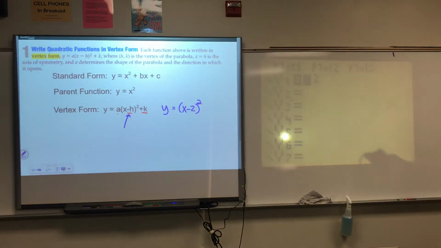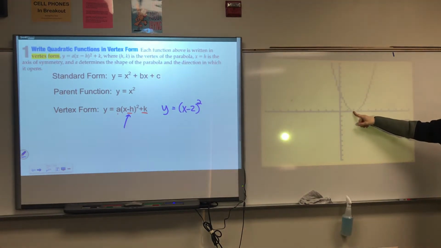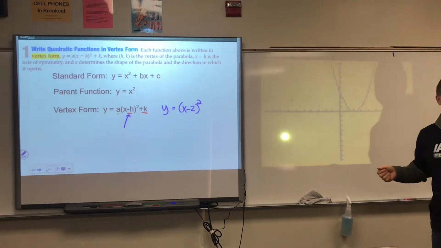If I go to my calculator, and notice how the h is inside the parentheses, so it has to be x minus 2 squared. And if I graph that, you can see it's shifted to the right. Instead of the vertex being at 0, 0, now it's at 2, 0. So that x minus 2 went to the right 2.